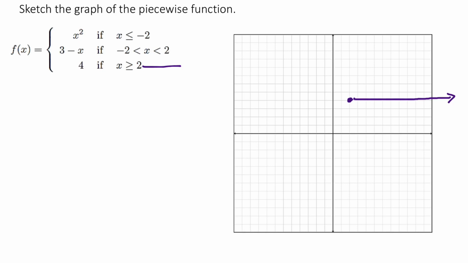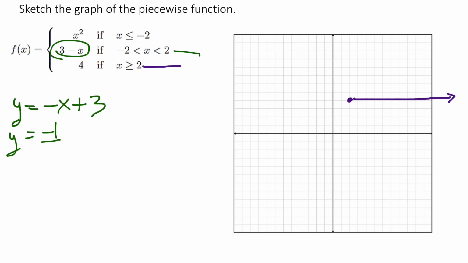All right, so let's make the middle piece green. Between negative 2 and 2, you've got this line here, y is equal to negative x plus 3. So the slope is down 1 over 1.